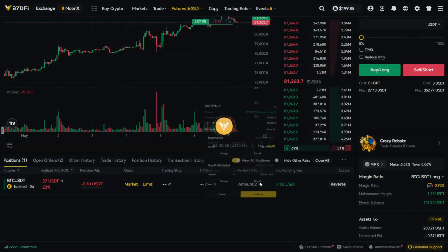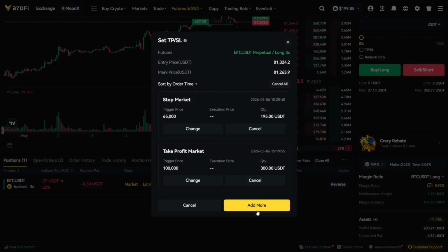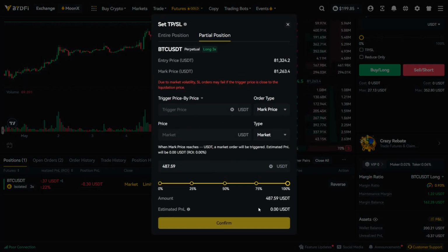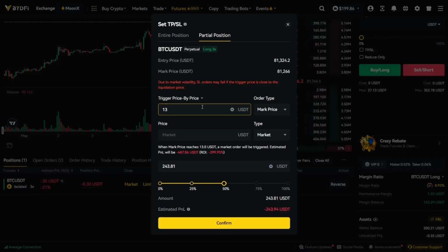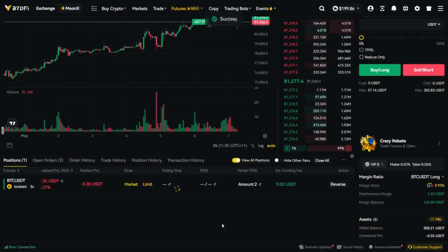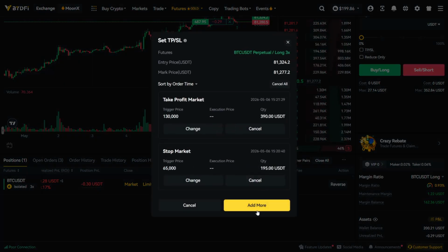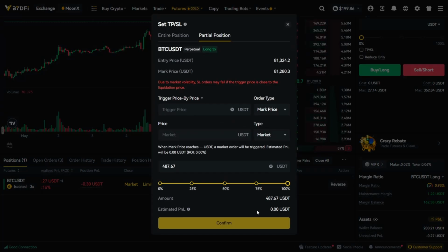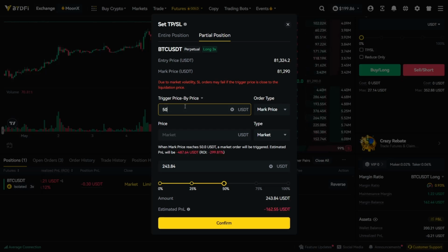So now we've set our first pair of take profit and stop loss orders. Next, we are going to do our second half of our position. So again, 50%. And this time I want to be fully out of my position once Bitcoin hits, let's say, 130,000. Again, we can confirm this order. And lastly, adding our final stop loss with 50% of our position. I want to fully cut my losses if Bitcoin goes past 50,000 and confirm this order.